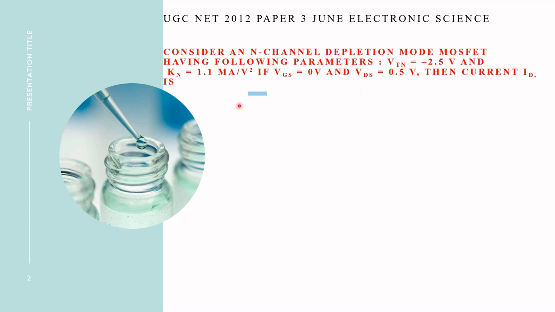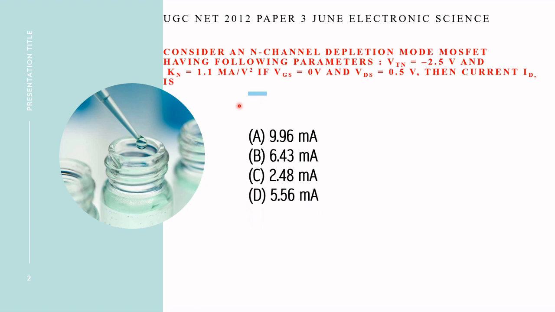Okay, so first of all we see the options. Number 1 option is 9.96 milliampere. Number 2 is 6.43 milliampere. Number 3 option is 2.48 milliampere. And number 4 option is 5.56 milliampere. So how do we solve this problem?